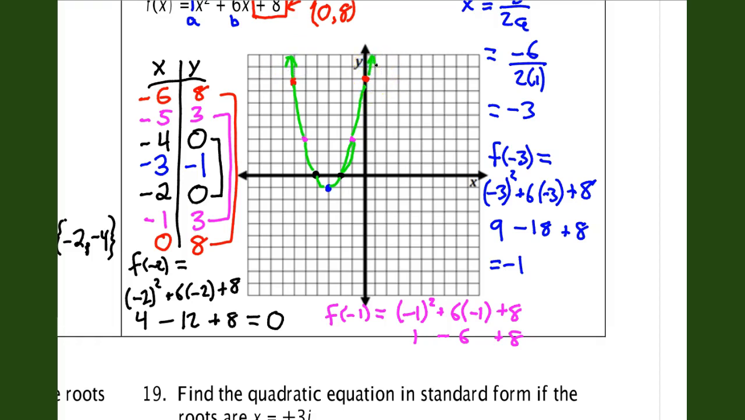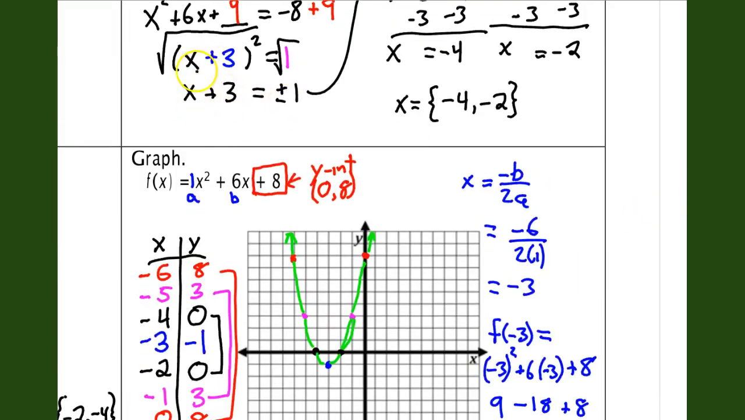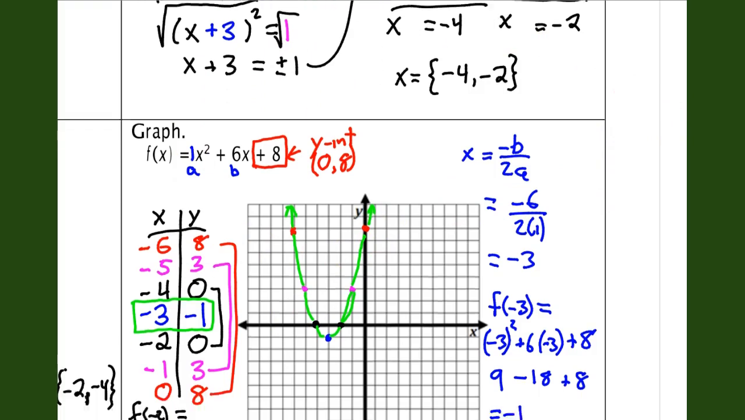Now there are many other ways of graphing. You can use some of the other information that we gathered here. Like for instance, if we have x plus 3 squared equals 1, well that can also give you the vertex of -3 comma -1, right? It's just the opposite signs here. So if you use more information here, there might be a faster way. This is just one way to solve by graphing.